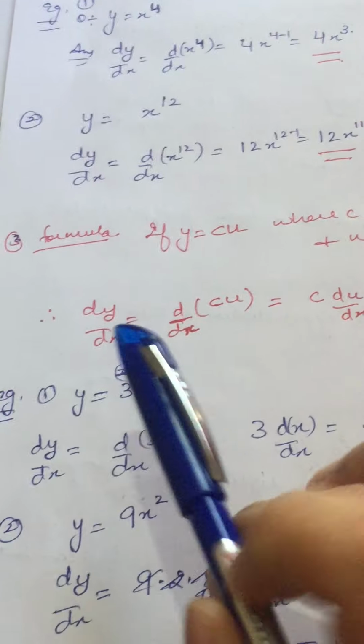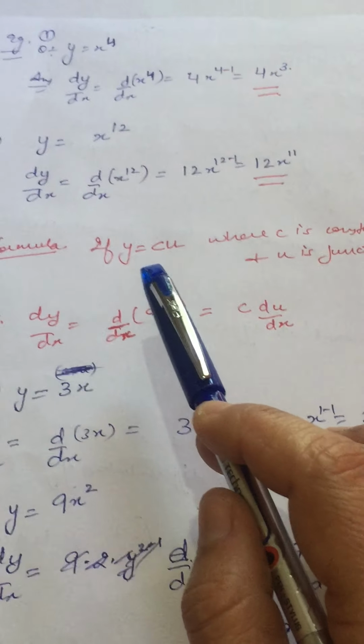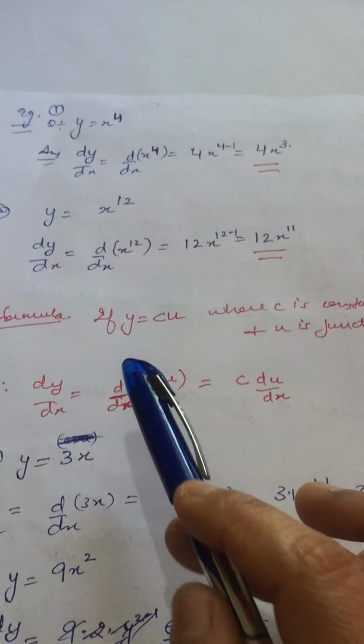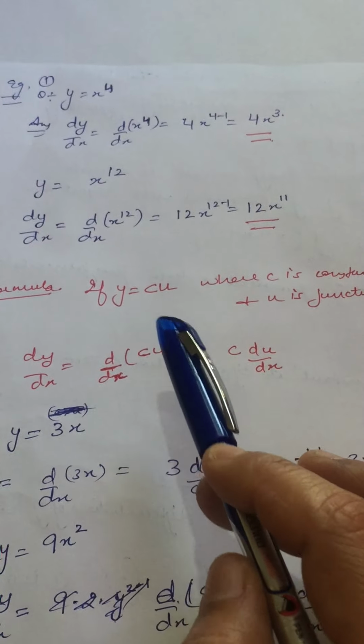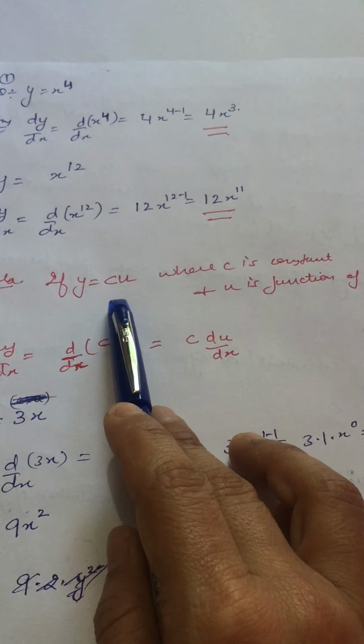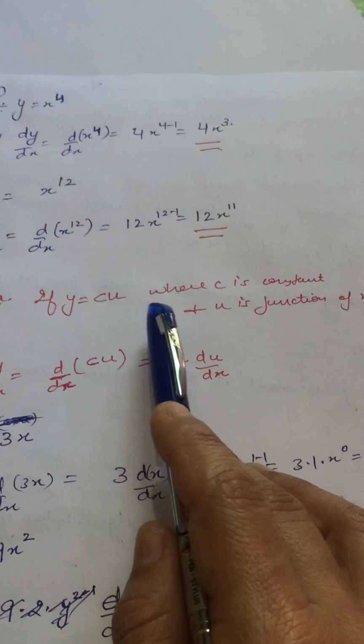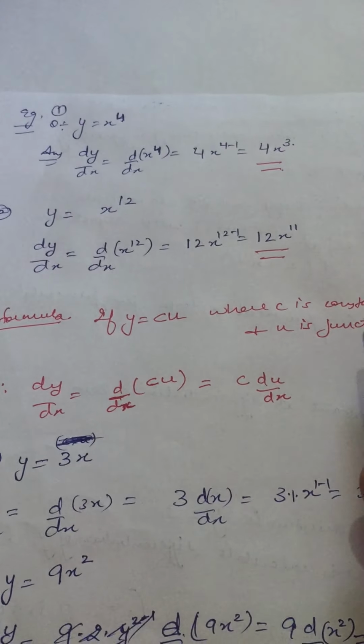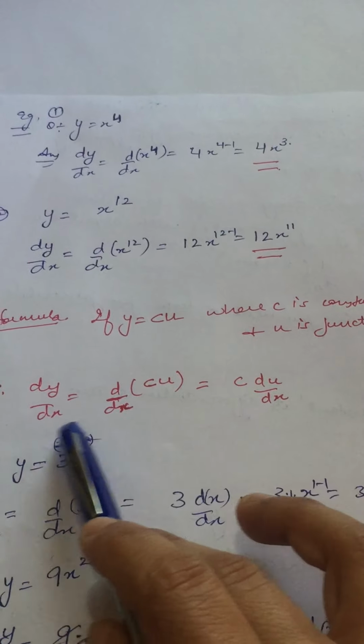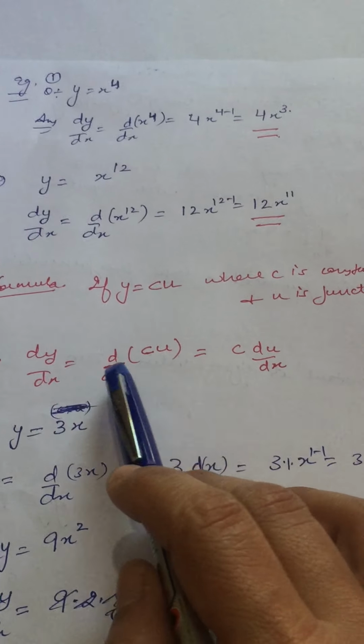Now let's talk about the next formula. In the next formula, I have taken another type of function, like c into u. What is c? C is any constant. And u is what? U is any function of x. U is something which is given in terms of x. Then what will be the formula? This is the standard formula. You just see it once.